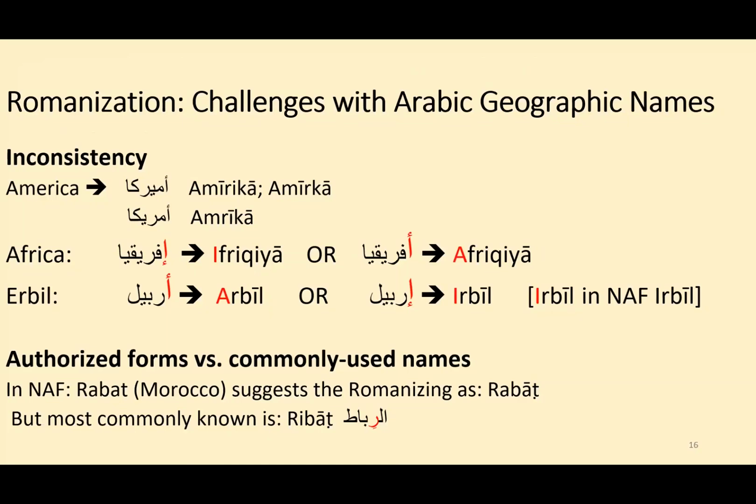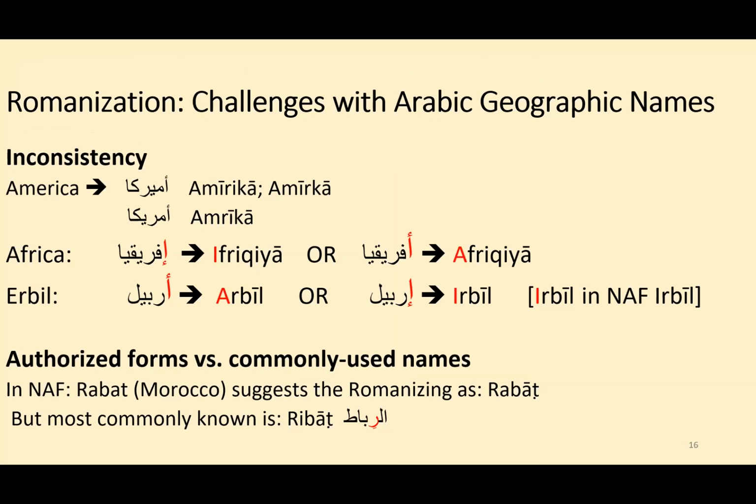Geographic names are often a challenge for Arabic catalogers as they may be written differently in resources or romanized variously. For example, the form of the name America in Arabic is romanized inconsistently as displayed on the slide. Same with Africa, which may be displayed as Afriqia or Ifriqiya.